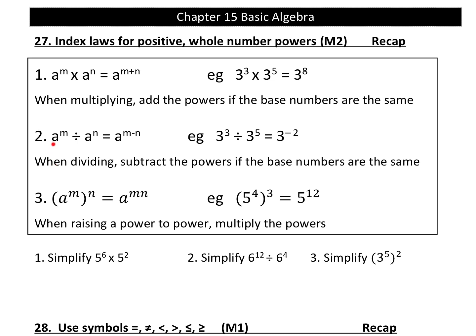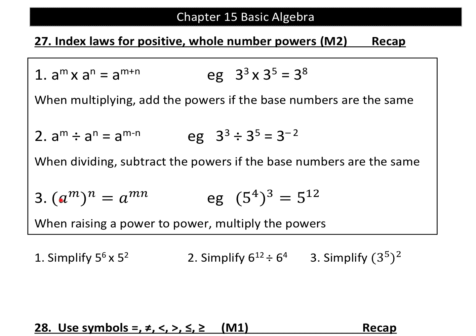When you're dividing then, a to the power of m divided by a to the power of n would be a to the power of m minus n. So when dividing, subtract the powers if the base numbers are the same. So if we had 3 to the power of 3 divided by 3 to the power of 5, that would be 3 to the power of 3 take away 5, which is minus 2.